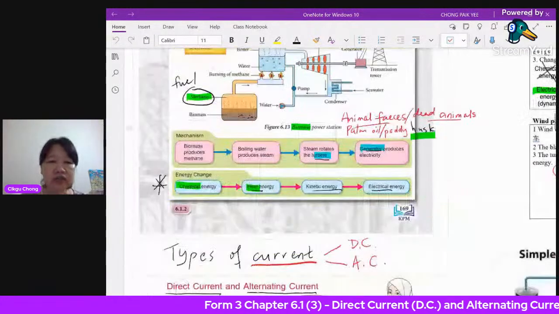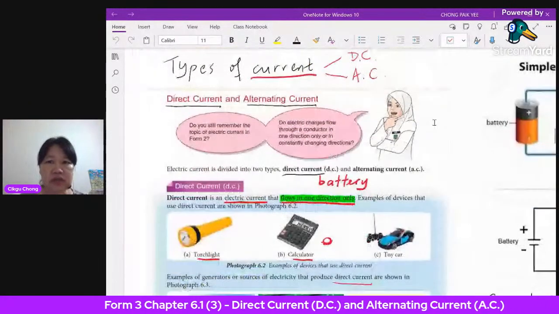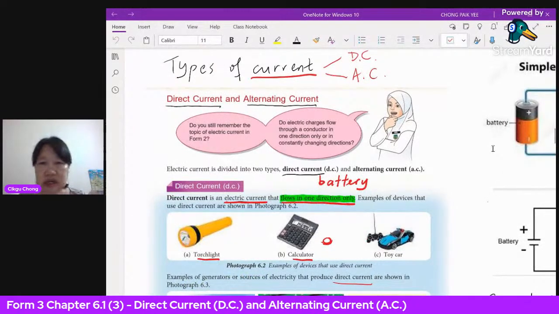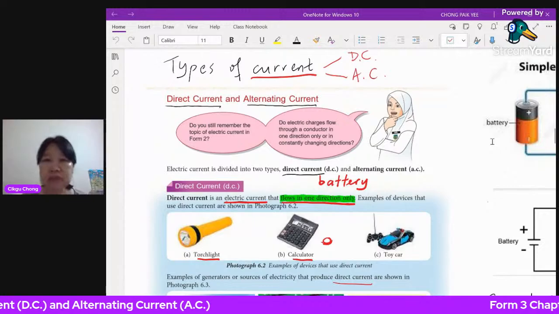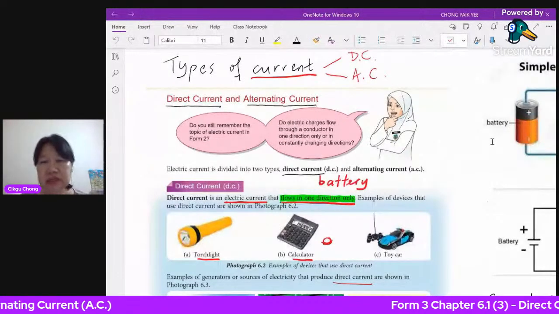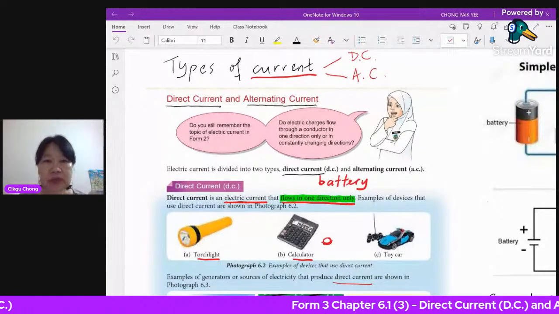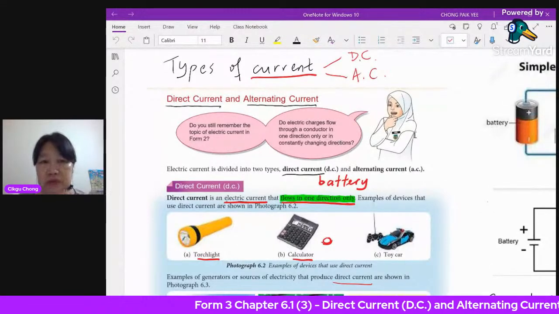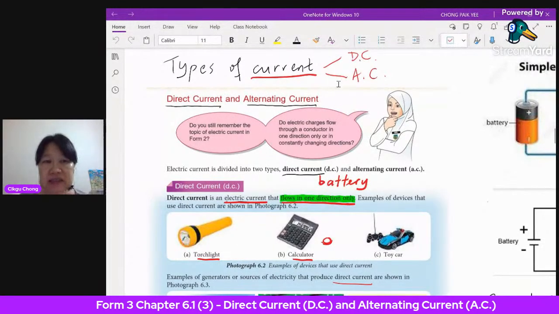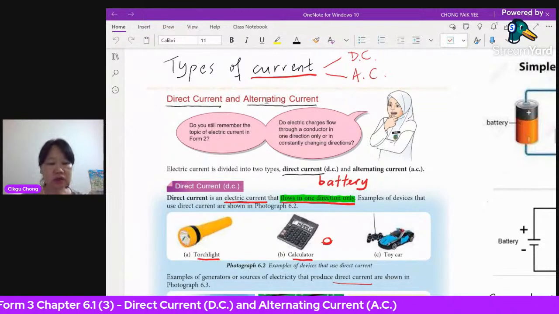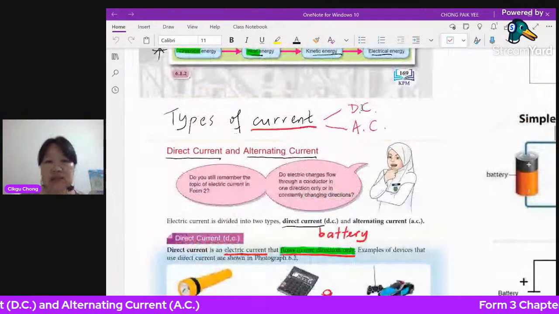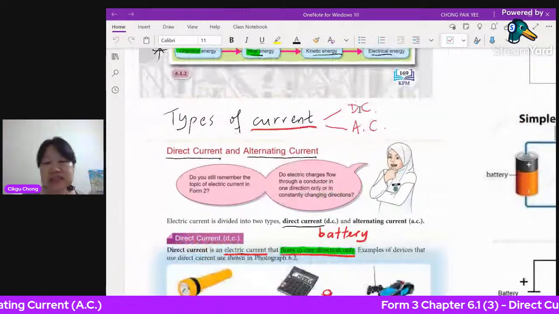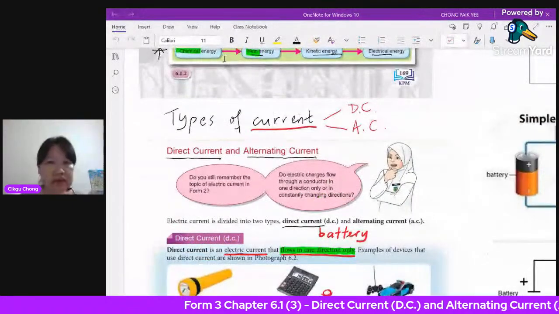Now let's look at the types of current. I know you had this lesson just 2 days ago, but just a very brief one. For recording purposes, I would like to go through this again, for the benefit of other students as well. There are two types of current. One is called DC, direct current. The other is called alternating current, or AC. Sometimes people think DC stands for dry cell. Actually, it doesn't. DC stands for direct current.